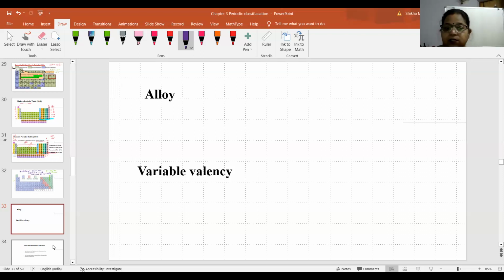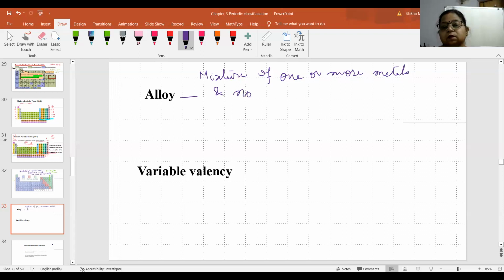So can somebody tell me what is an alloy? Ma'am, it is a mixture of elements. Okay. The more appropriate definition of alloy is a mixture of one or more metals and non-metal. See, usually non-metals do not form alloy alone, but metals do form.